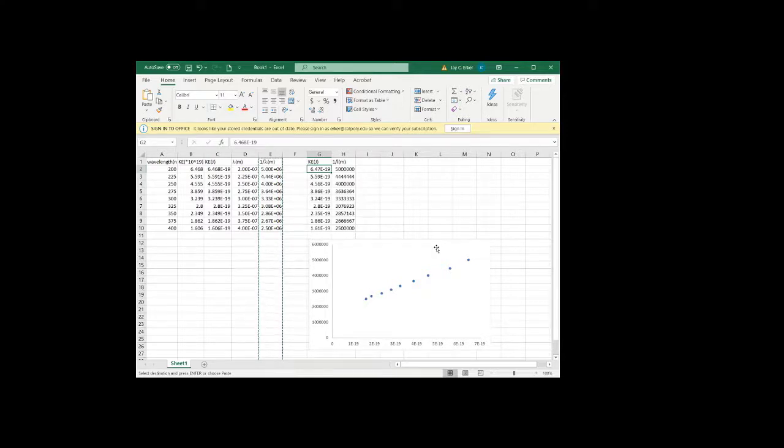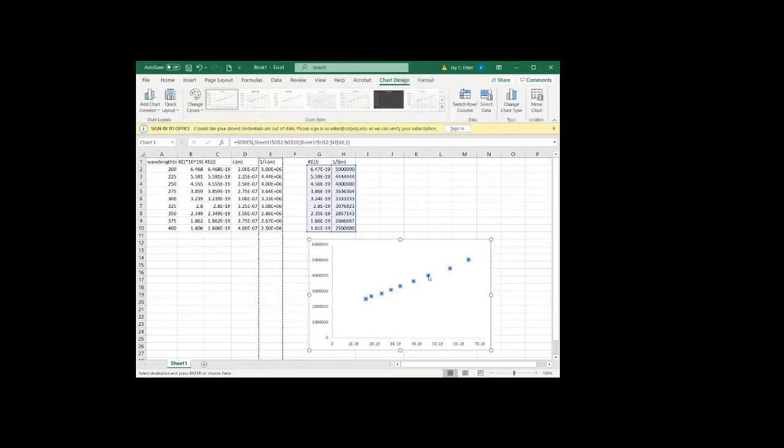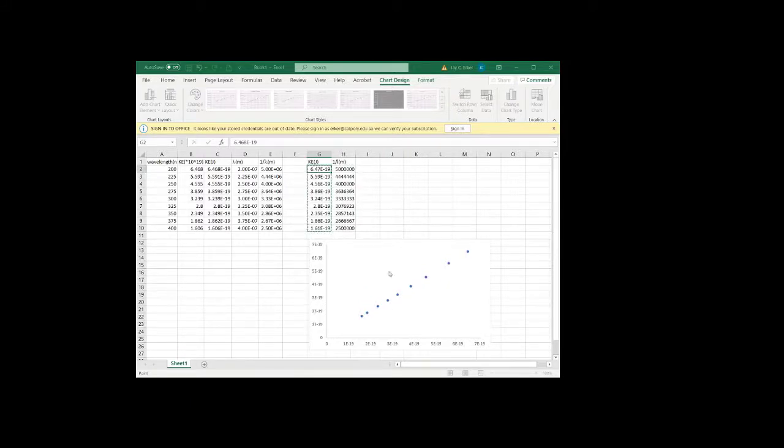There's 2 ways to fix this. What I consider the right way to fix this is to go through the Select Data menu, click on Series, click Edit, and then you can select your x and y values. You can select x values here, you can select y values here.